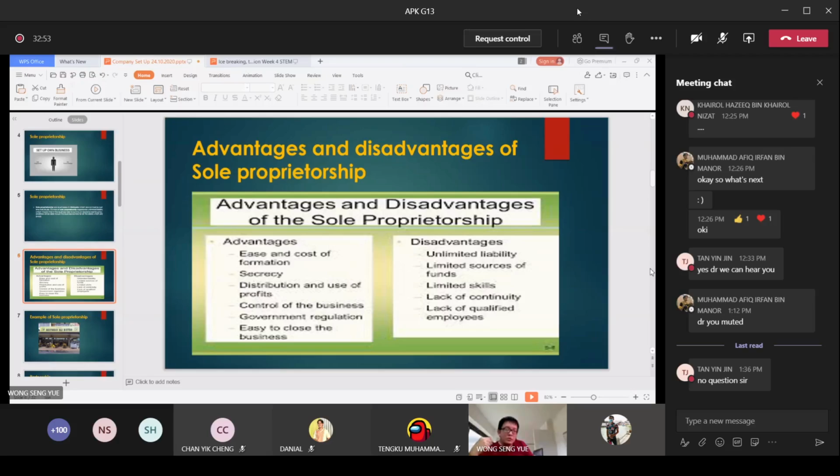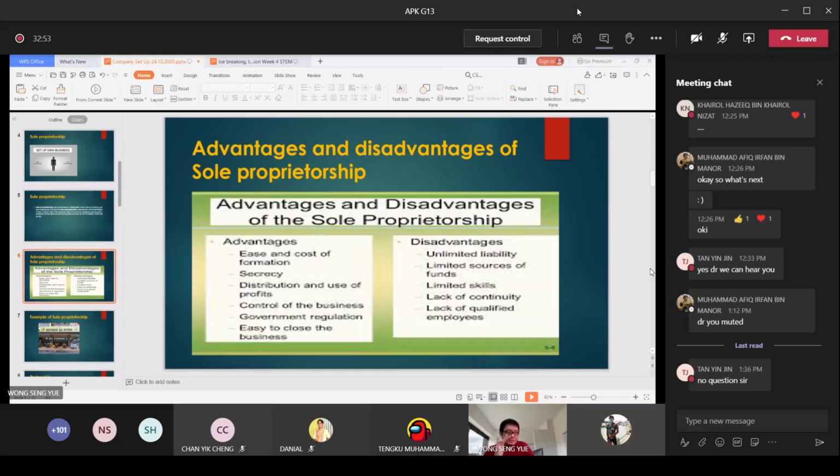But there are some disadvantages. If this person has some outstanding liability or debts with banks, financial institutions or suppliers, even though they have terminated their business, the bank, the supplier or the financial institutions still have the right to sue them in court. So if they have their own savings or their own assets.